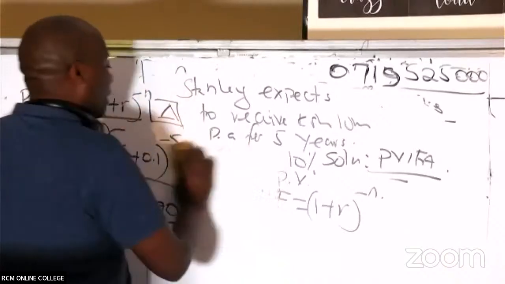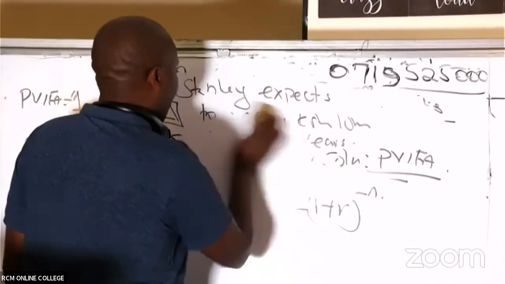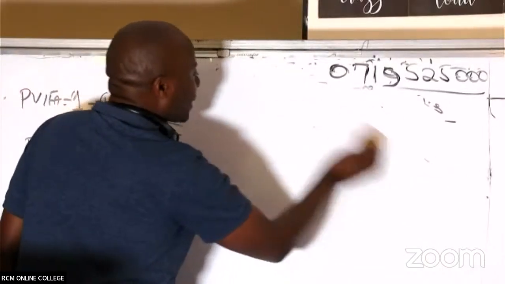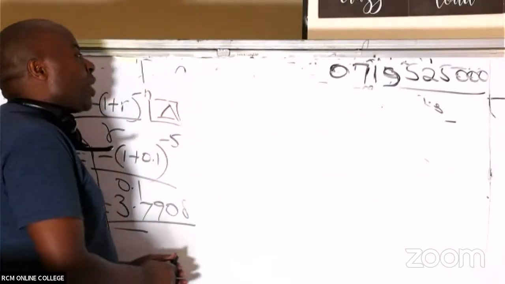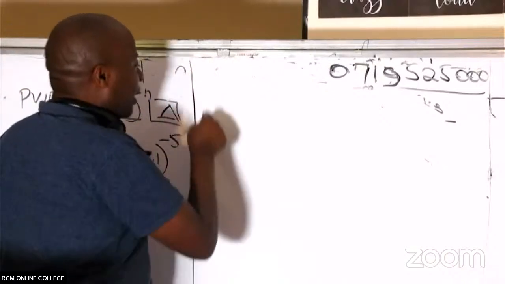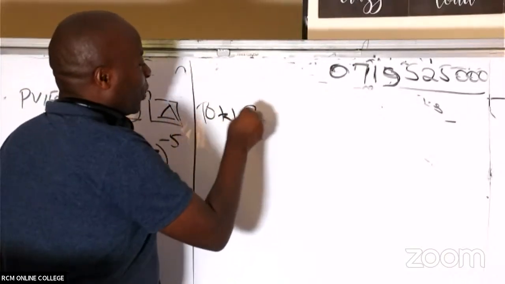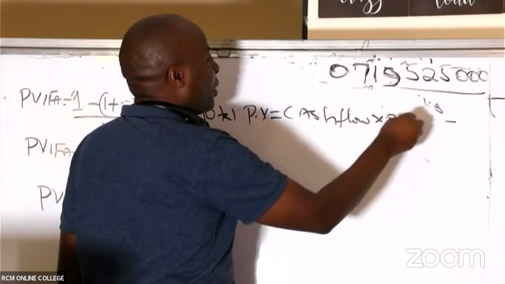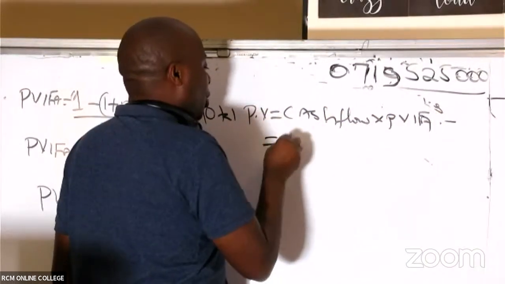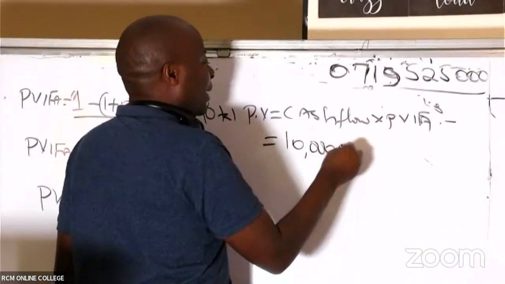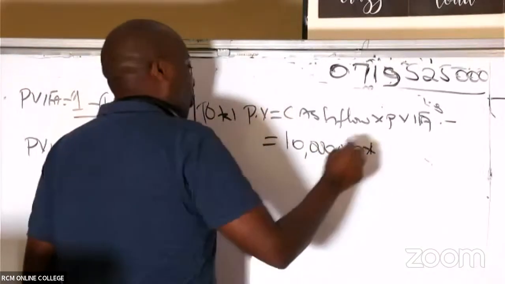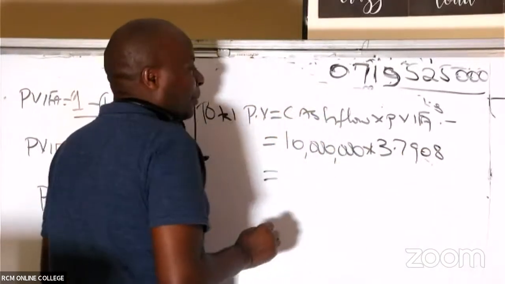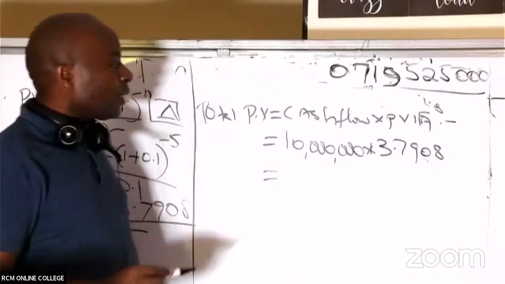Ladies and gentlemen, having gotten this PVFA as 3.7908, I need to come and now finish the question. This examiner had asked me to ascertain how much this guy called Stanley would get, the total present value. So the total present value will be the cash flow times the PVFA. Remember the cash flow, you're only taking 10 million, times the PVFA, which is 3.7908. So 10 million times 3.7908, what are we getting there?